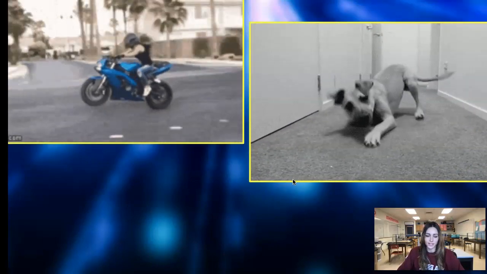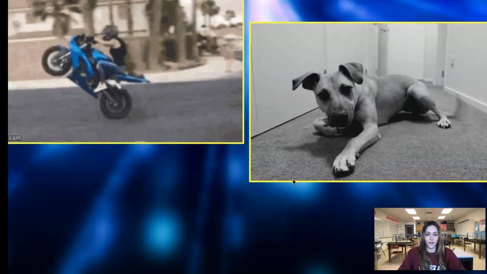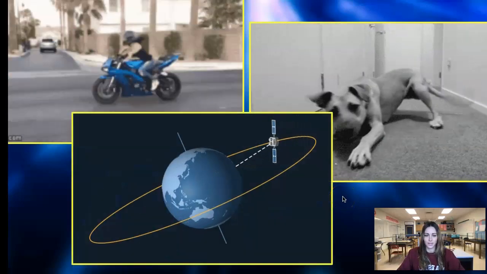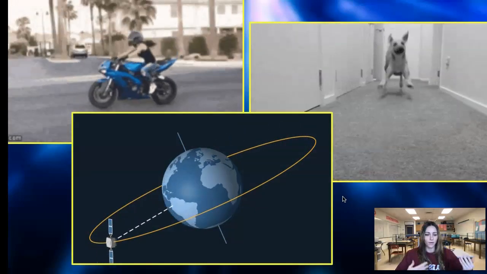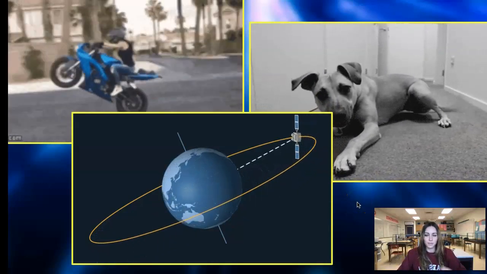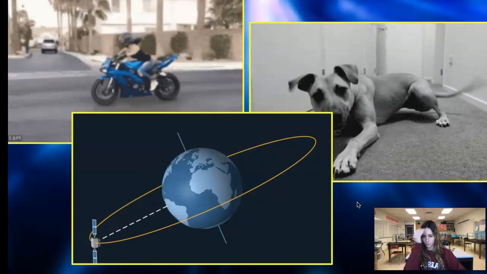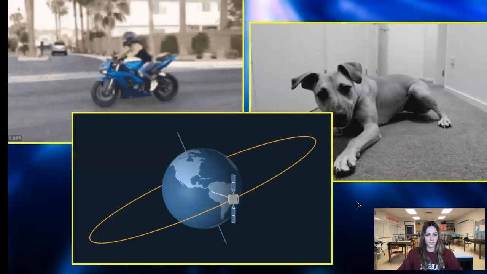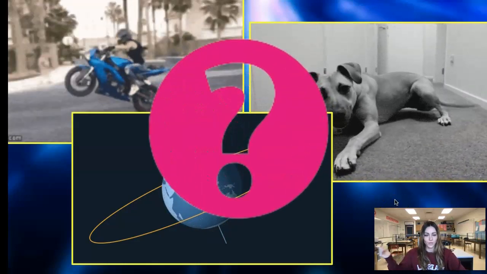Another cuter example of acceleration here is this pup running down the hallway. And here we see a satellite orbiting around the Earth. Take a look at these, maybe pause the video and see if you can come up with your own definition of what you think acceleration might be using these examples. So what do you think?